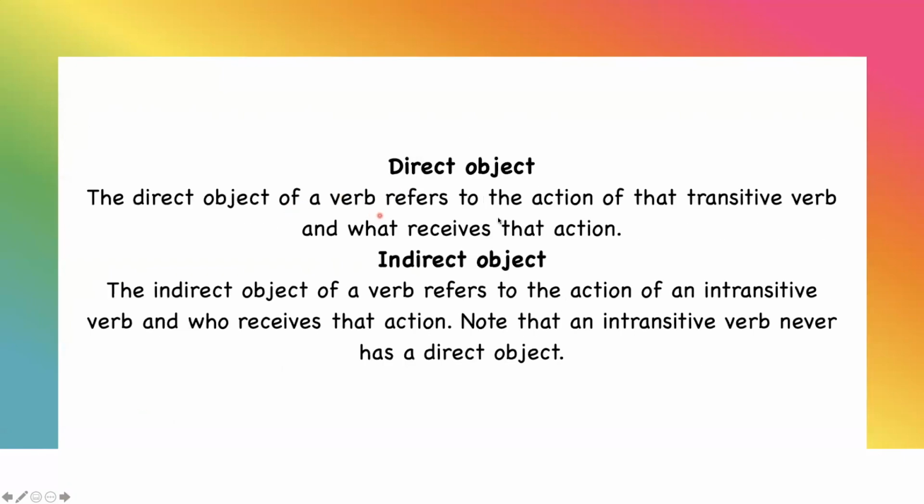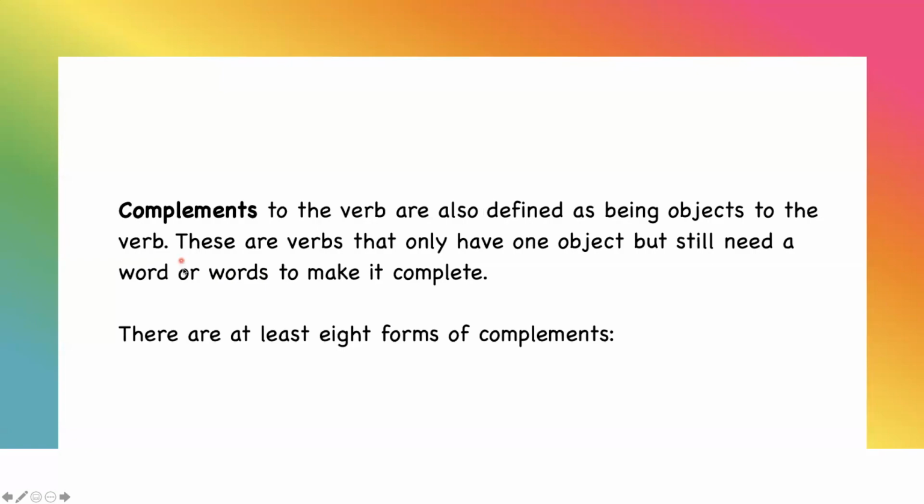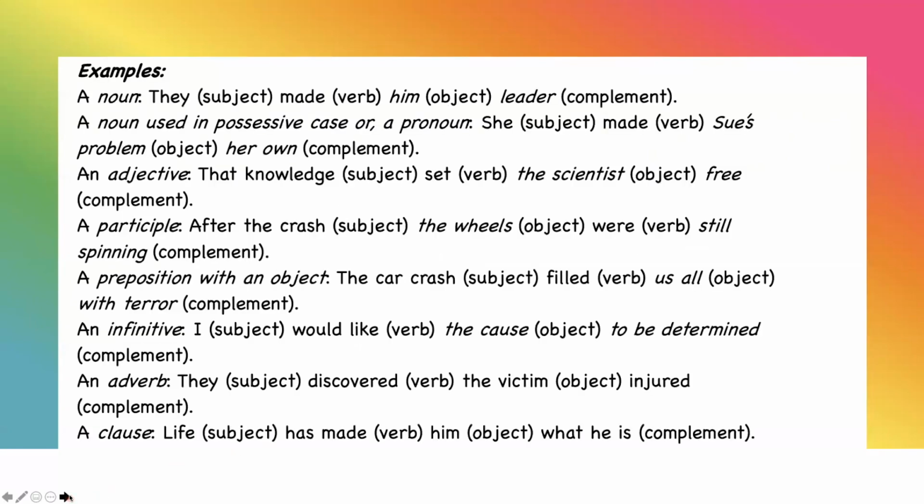Direct object of a verb refers to the action of that transitive verb and what receives that action, whereas an indirect object refers to the action of an intransitive verb and who receives that action. Note that an intransitive verb never has a direct object. Complements to the verb are also defined as being objects to the verb. These are verbs that have only one object but still need a word or words to make it complete. There are at least 8 forms of complements.